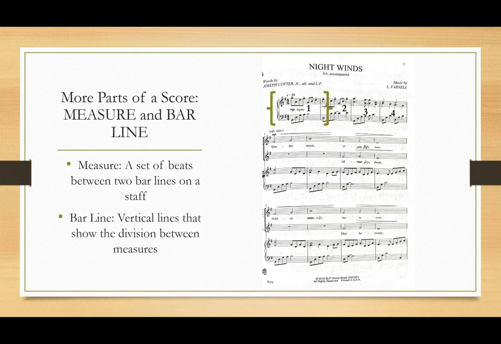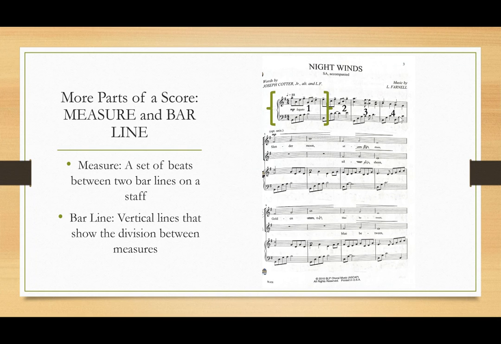So then after we've got 4 quarter note values, we need to indicate that that is the end of the measure. So that's what the bar lines do. They tell you where measures begin and where they end. So this is measure 1, and then measure 2, 3, 4, and so on.